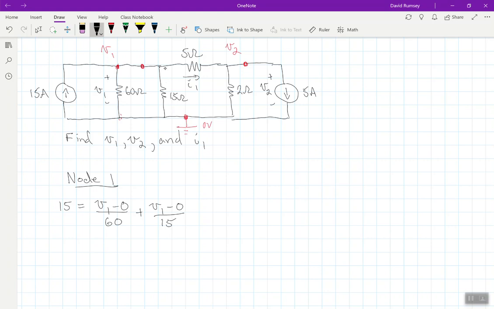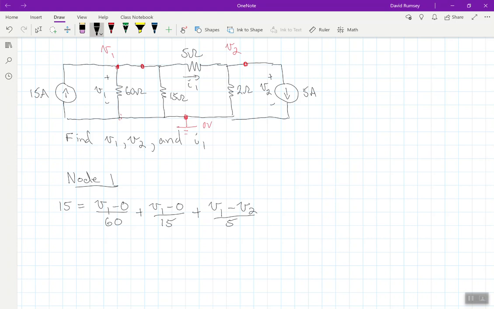Now I've got to get the current through the 5 ohm, which is actually also I1. You could write I1, but I want as few variables as possible. So I'm going to do plus V1 minus V2 over 5. Now, we run into a problem with this: I've got an equation with two unknowns in it. It's not the end of the world, it just means I'm going to have to write another equation down.